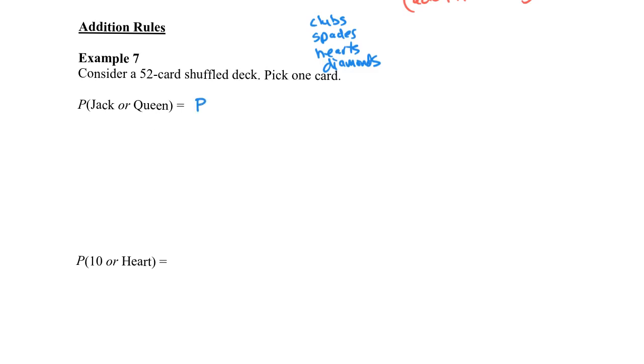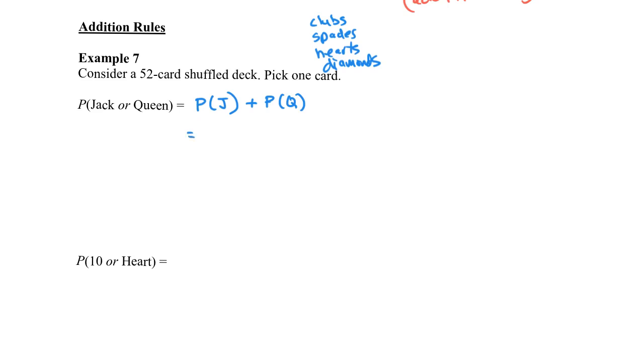What if we just wanted to figure out the probability of getting a jack? Well, there's a jack of diamonds, jack of hearts, jack of spades, jack of clubs. So there's 4 jacks altogether, right? 4 jacks out of 52. So that would be 4 out of 52. And then what about if I add the probability of getting a queen? Well, what's the probability of getting a queen? Again, there's a queen of diamonds, queen of hearts, queen of spades, and queen of clubs. So there's 4 queens.